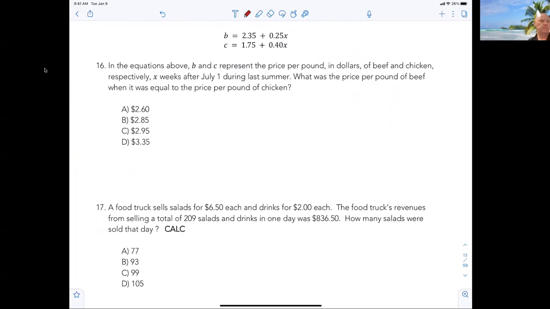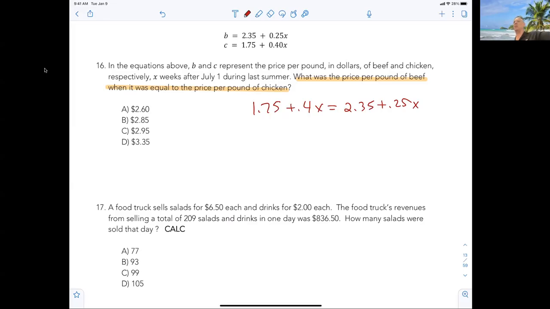All right. Now, in the equation above, beef and chicken. Then it says, what was the price per pound of beef when it was equal to the price per pound of chicken? So beef and chicken are equal, right? So everybody should be able to just say, well, then 1.75 plus 0.4x equals 2.35 plus 0.25x. Everybody okay with that? They tried to throw you off with B and C, but beef and chicken are equal. Set them equal to each other.